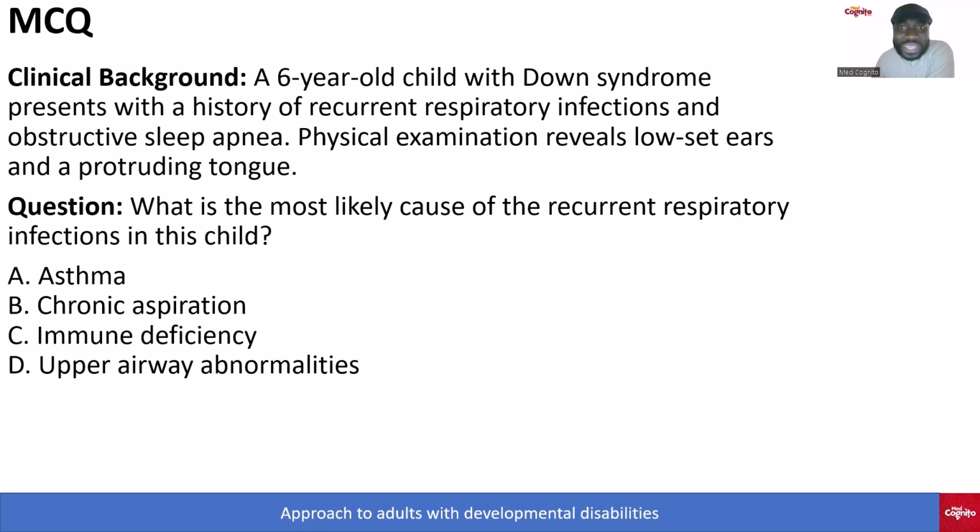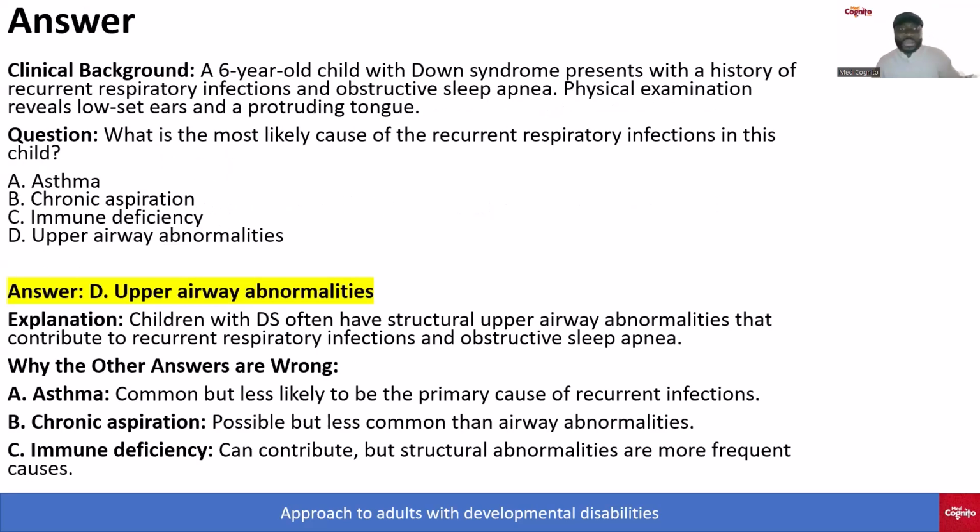Awesome. So look, this is it. So upper airway abnormalities, correct. Children with Down syndrome often have structural upper airway abnormalities that contribute to recurrent respiratory infections and obstructive sleep apnea. Simple. By the end of today's class, you don't even need to review Down syndrome anymore because we are reviewing everything. Okay. Now, other answers which were wrong. Asthma is common in patients with Down syndrome, but is less likely to be the primary cause of recurrent infections.